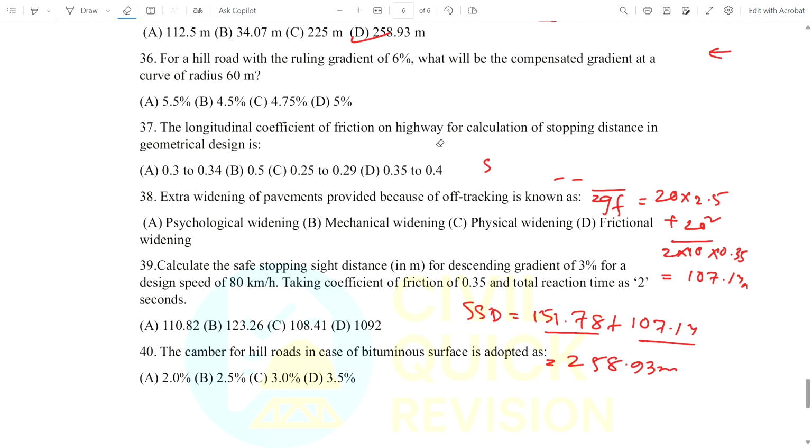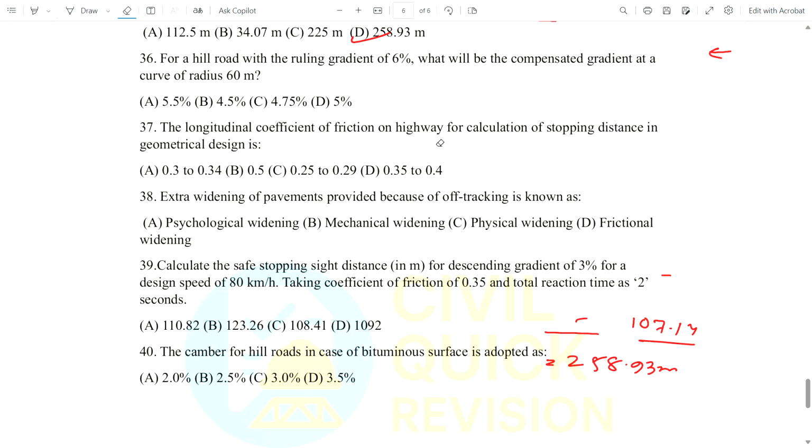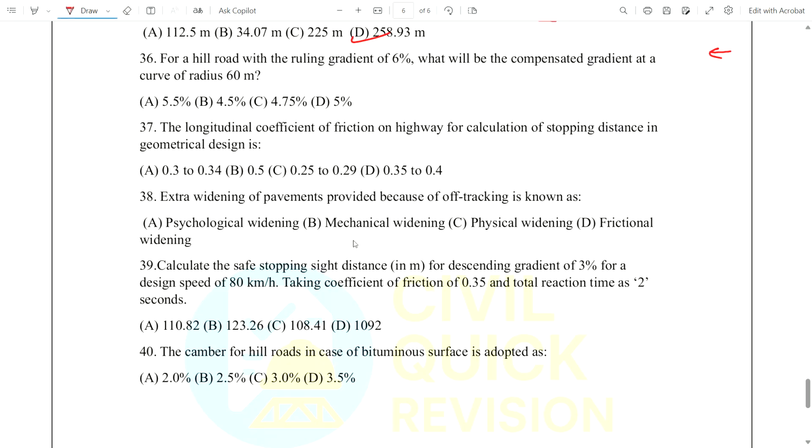How can we get it? You just go through that question and the similar question. I will not do this same question again. Now come to question number 37.